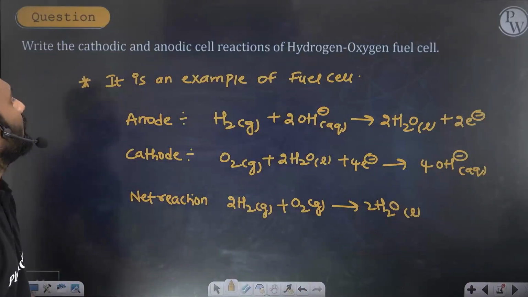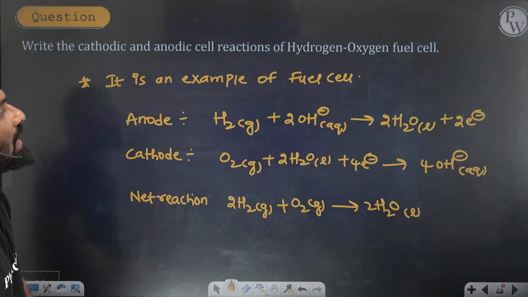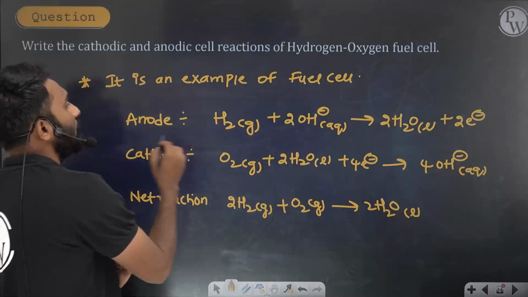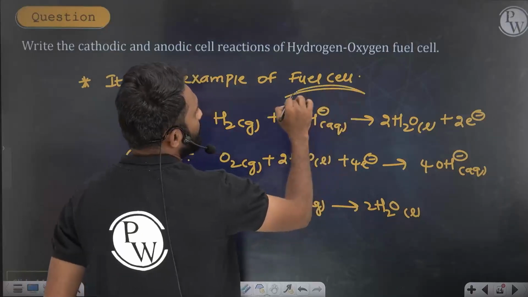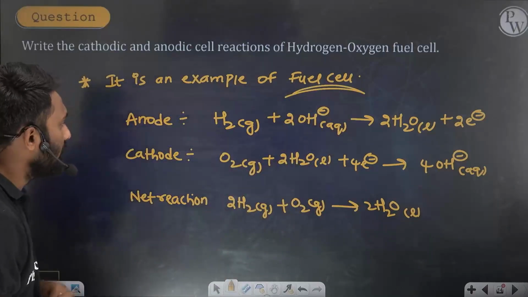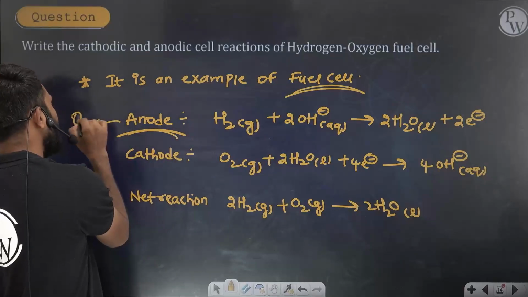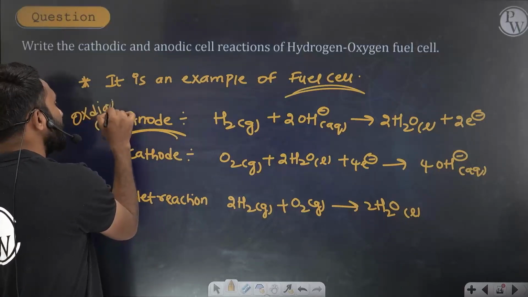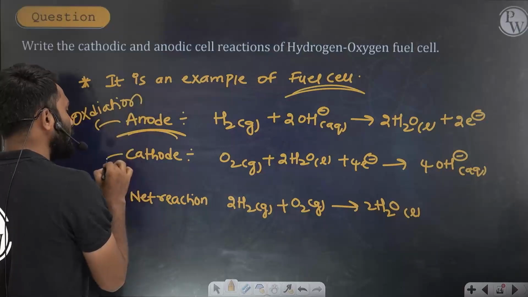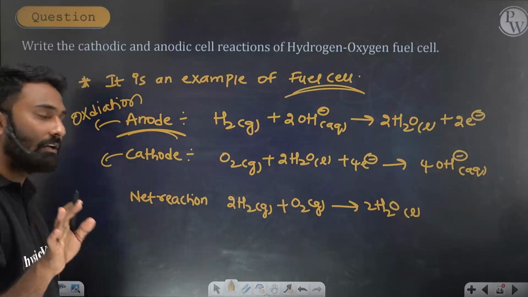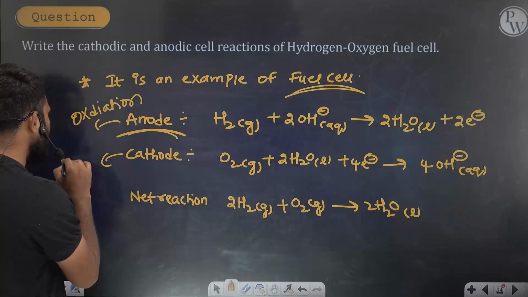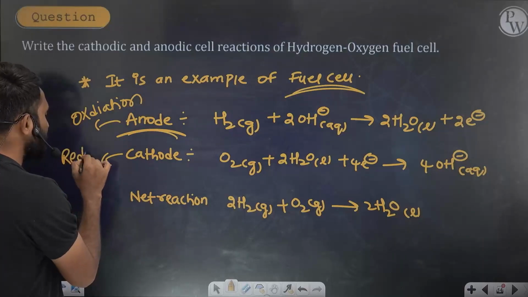Write the cathodic and the anodic cell reaction of the hydrogen and the oxygen fuel cell. This is a fuel example for the fuel cell. Now in the oxygen and the hydrogen fuel cell, at the anode, oxidation. Now at the cathode, whatever the cell may be, at the cathode, reduction.